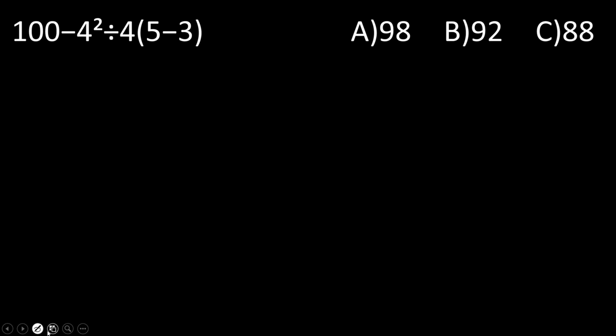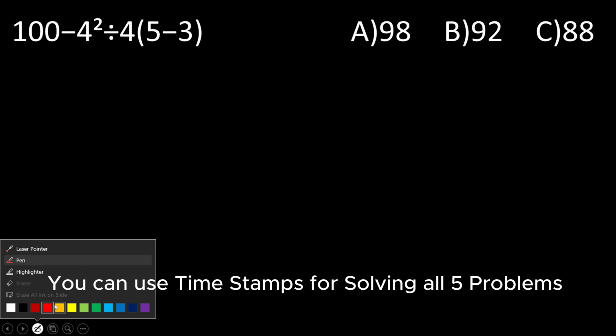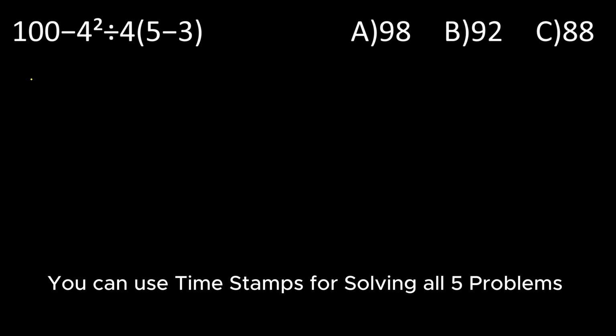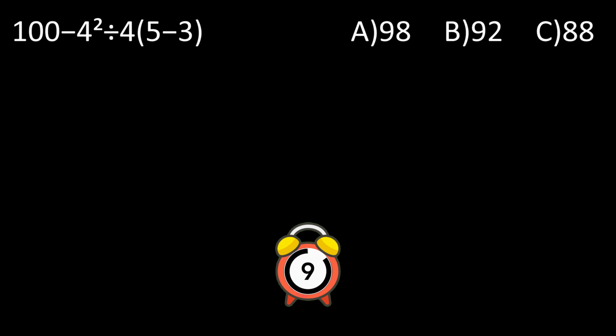So, coming to the first question, we have 100 minus 4 square divided by 4 parenthesis 5 minus 3. Try to solve in a time limit of 10 seconds. Your time starts now. Time's up. Now we are solving in a stepwise method.